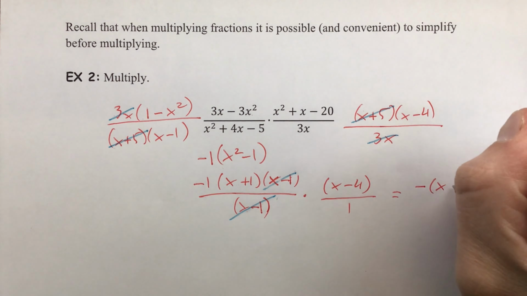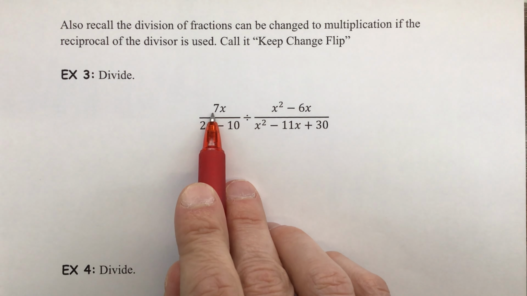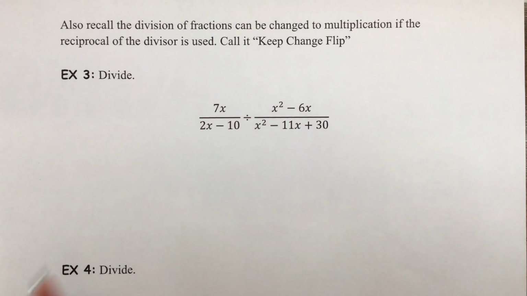All right, so division is basically the same thing as multiplication, but with one extra step at the very beginning, which is called keep, change, flip. What we don't want to get into is taking this numerator and dividing it into 7x. Obviously, that's not going to work out nice because you've got a quadratic that you're trying to divide into a linear term. Okay, and then the same thing for the denominator.